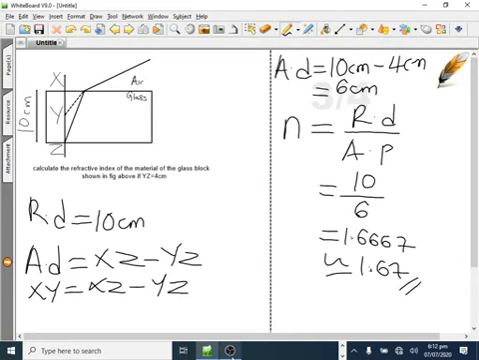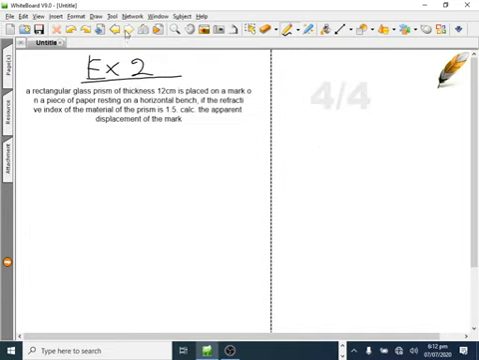Okay, let's move to another example, which will be the last for today because of the length of the recording. Now the question says a rectangular glass prism of thickness 12 cm is placed on a mark on a piece of paper resting on a horizontal bench. If the refractive index of the material of the prism is 1.5, calculate the apparent displacement of the mark.